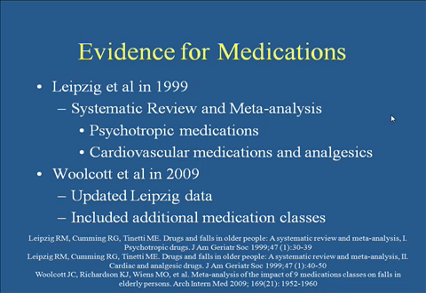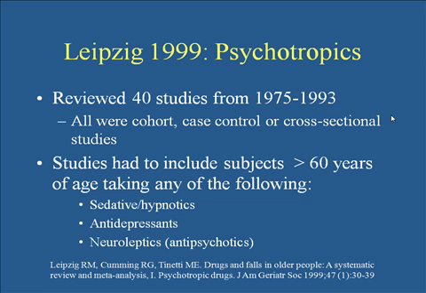They also looked at cardiovascular medications and analgesics, and they lumped those in together. And then Wolcott et al. in 2009 updated the Leipzig data, and they used Bayesian statistics to combine what Leipzig did with studies that have occurred since 1999. And they included a few medication classes that were not included in the original study. And we're going to look through these in detail and see what is out there.